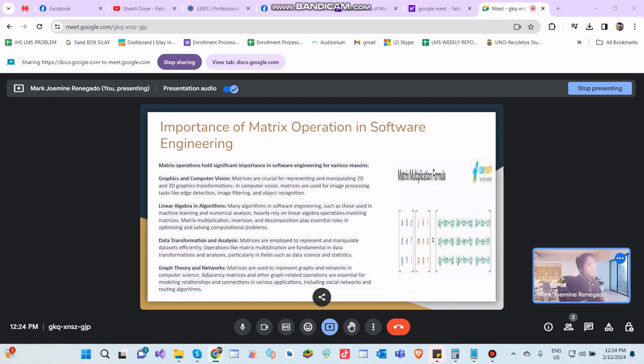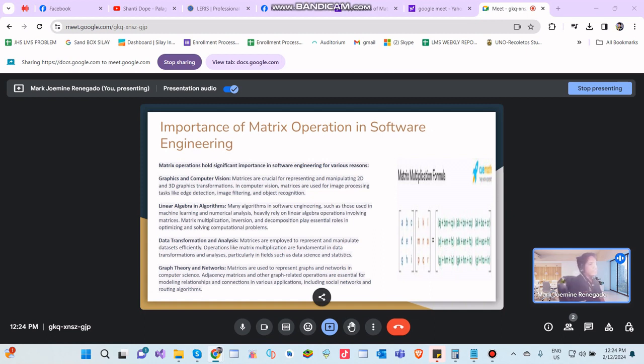Matrix operations hold significant importance in software engineering for various reasons. We have here graphics and computer vision. Matrices are crucial for representing and manipulating 2D and 3D graphics transformations. In computer vision, matrices are used for image processing tasks like edge detection, image filtering, and object recognition.